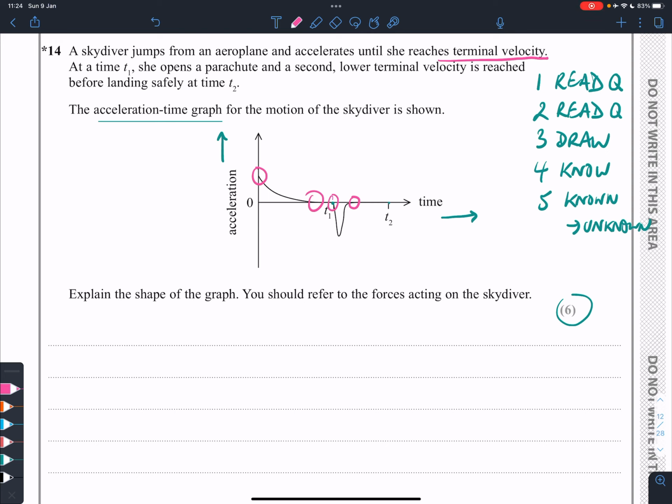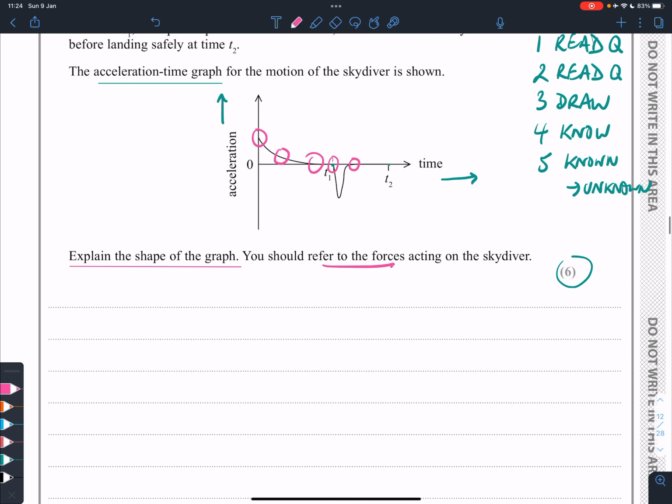So I'm probably going to choose an extra point there. And I'm going to suggest that there are 5 different sections, and I'm going to draw each one. At the very beginning, I'm not going to try and use words to explain the shape of the graph. I'm going to refer to the forces. So I'm going to draw 5 little force diagrams. 1. At the beginning, this is a free body diagram. So this is the person.